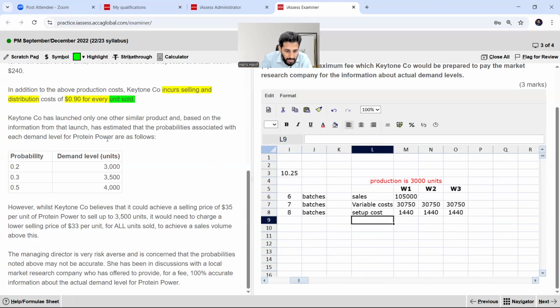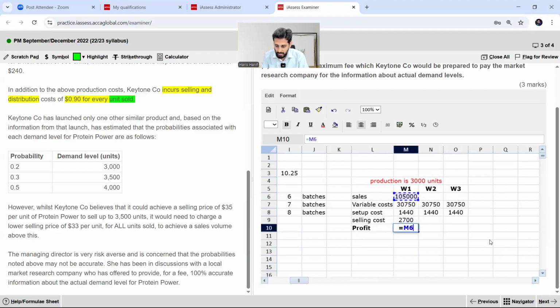Now move next. There is one more cost which is the selling cost, and that is $0.9 for every unit sold. So how many units are being sold in working number 1? In selling cost in working number 1, I can sell 3000 units multiplied by 0.9. So what is the profit figure?